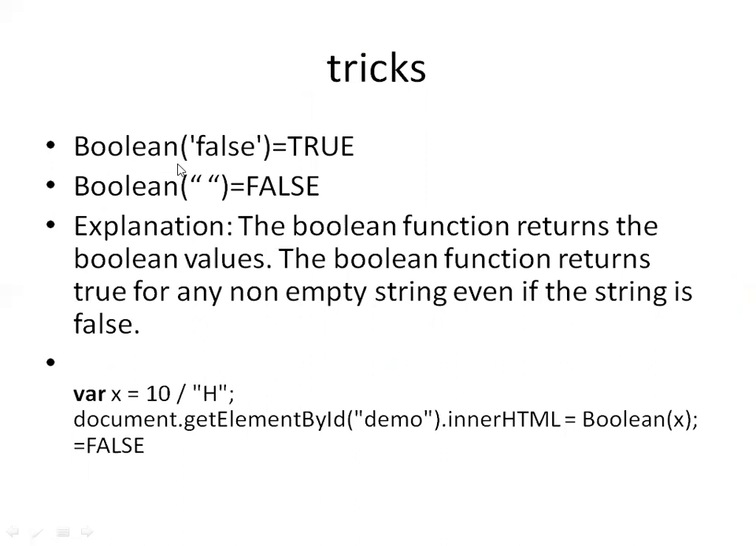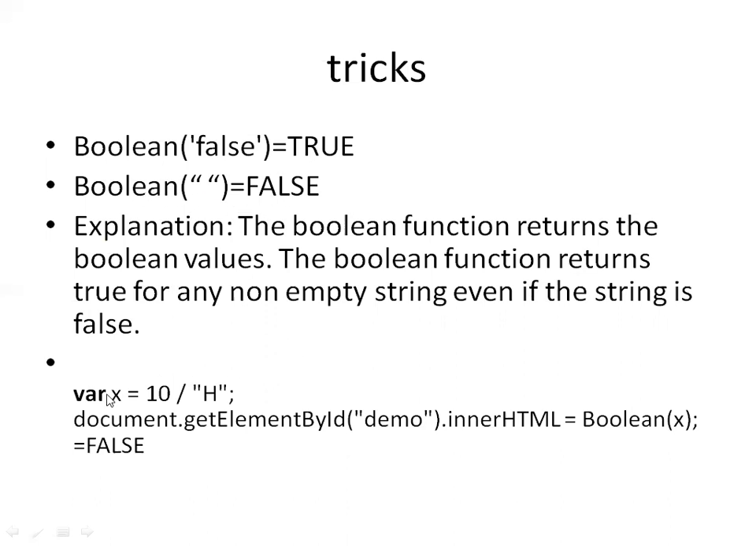Boolean means it returns either true or false. Here Boolean is the function, and that function has the string "false". So even though the string is false, it will return true, because the Boolean function returns true for all non-empty strings. Take the second one, Boolean of an empty string. Here we have defined the string, but it is empty. So for this function it will return false.